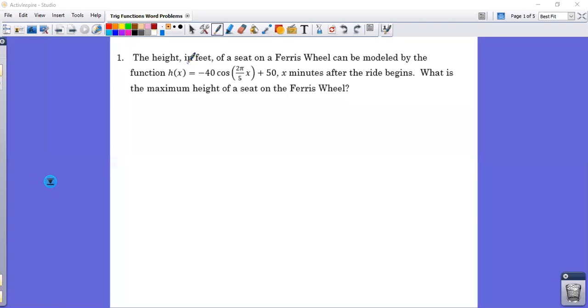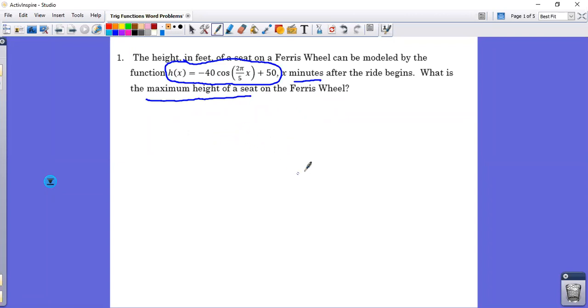They're going to give you the function. So there's nothing to figure out here. It's just to understand what the question is asking for. The function is in minutes, right? So what is the maximum height that this Ferris wheel will reach? Well, that's just asking you what is the maximum of this trig function.